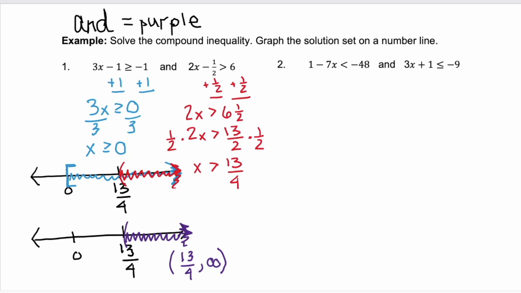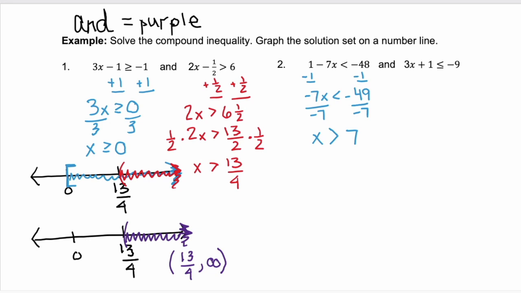Let's look at example 2. So again, we're trying to isolate our x. So let's subtract 1, and we have -7x is less than -49. Now we're going to divide by -7 to get x by itself. So we have x on the left and a positive 7 on the right. And remember, because we divided by a negative, whenever you divide or multiply by a negative, you have to change your inequality symbol. So it becomes x greater than 7.